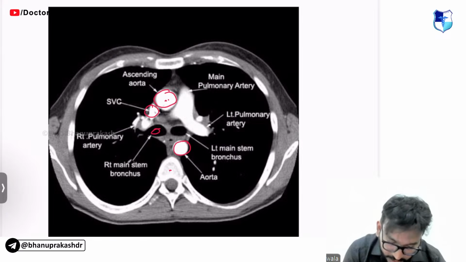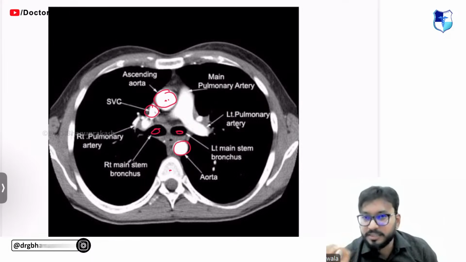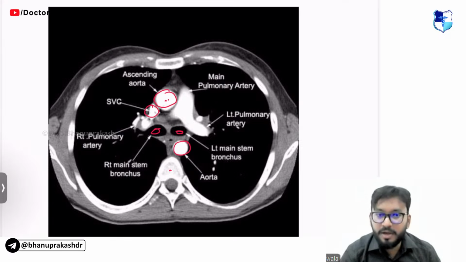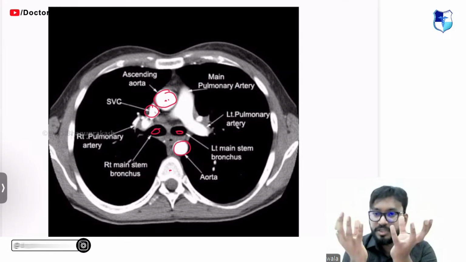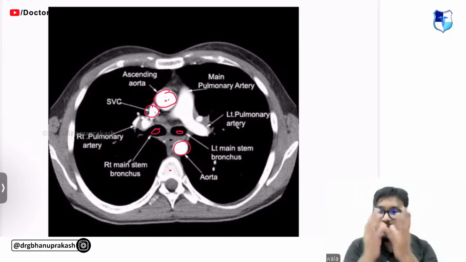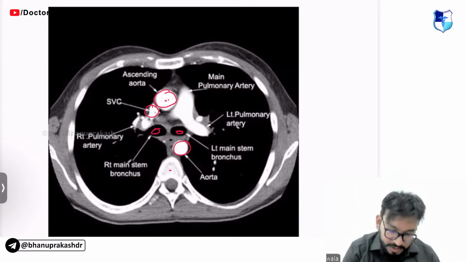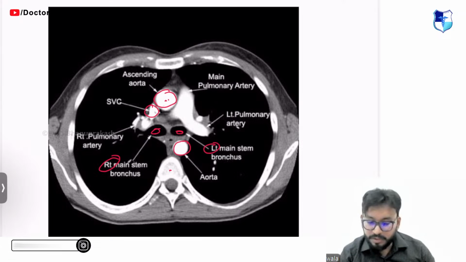Look at this, guys. Remember CAT fuss. CT scan: air is a friend of CT scan. What is pitch black? Pitch black is air. What are the air containing tubes in the chest? Guys, it is nothing but trachea. Trachea divides into bronchi. This is your right main stem bronchus. This is your left main stem bronchus.